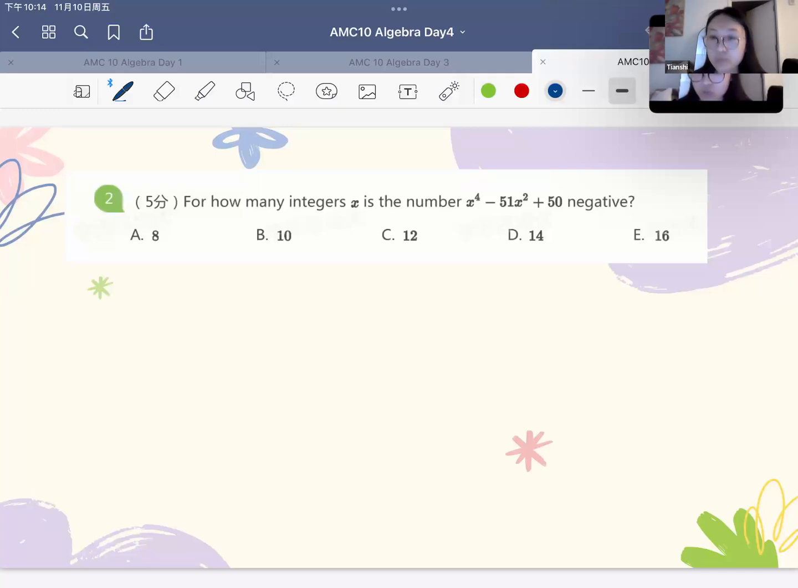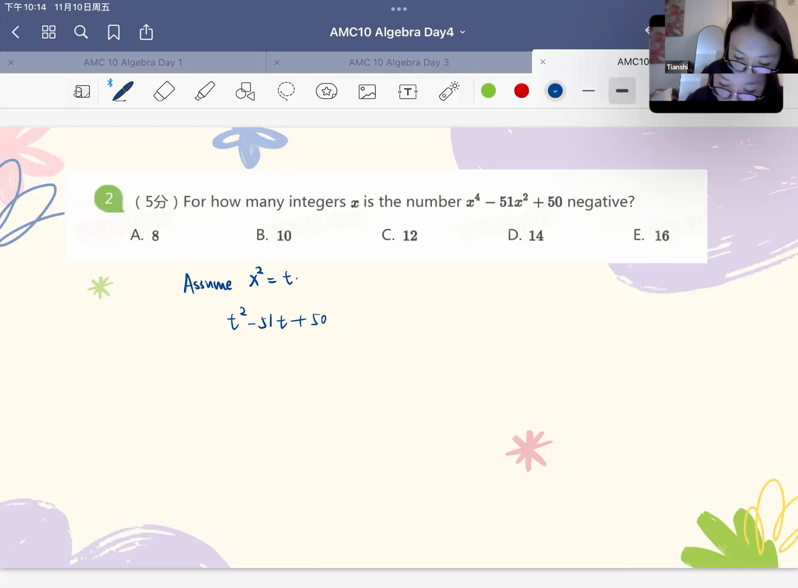But what we know is that we can solve linear equations and also quadratic equations, right? For a quadratic equation, the highest degree should be 2 instead of 4. So the way of treating this question is that we can assume x squared to be one variable, such as t. So this expression will become t squared minus 51t plus 50. And we want it to be negative, right?